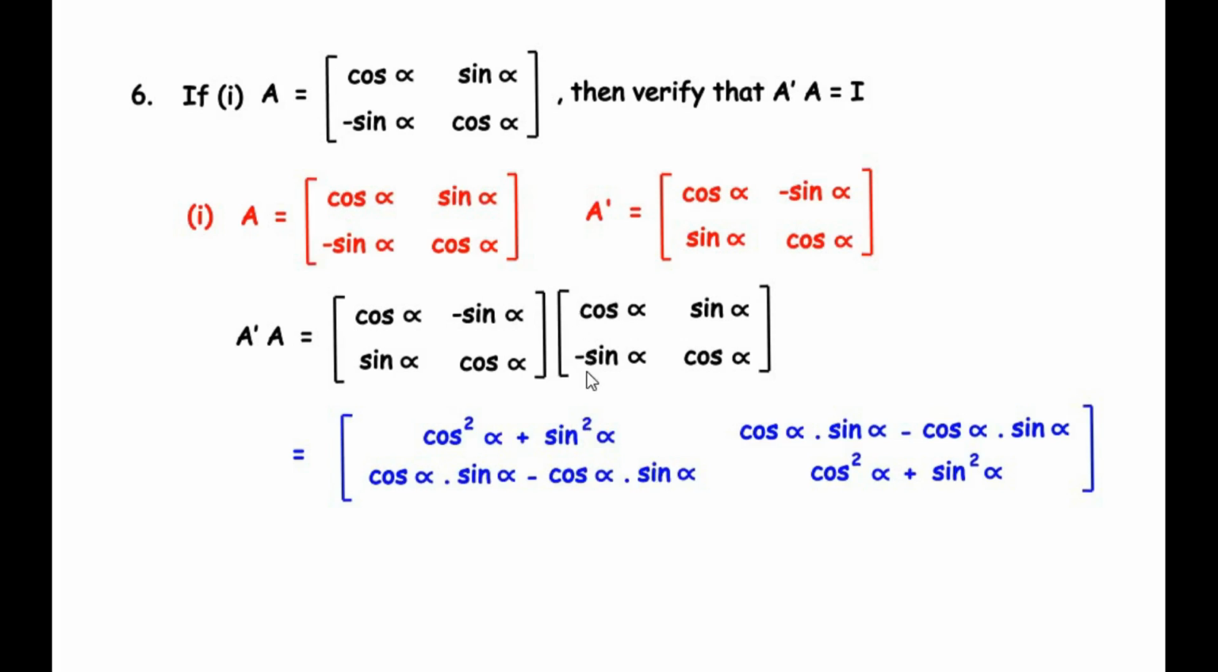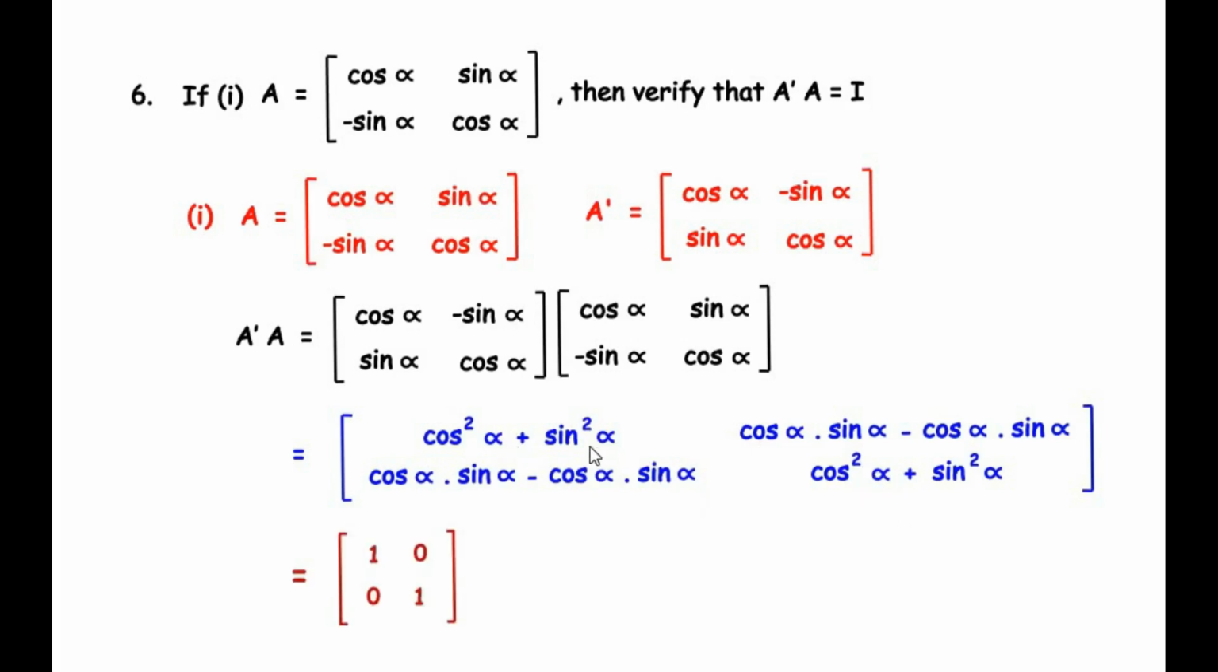Now the second row and first column, sin alpha times cos alpha, and then cos alpha times minus sin alpha gives us minus cos alpha sin alpha. Now the second row and second column, sin alpha times sin alpha is sin square alpha, plus cos alpha times cos alpha is cos square alpha. Now let us simplify this matrix.